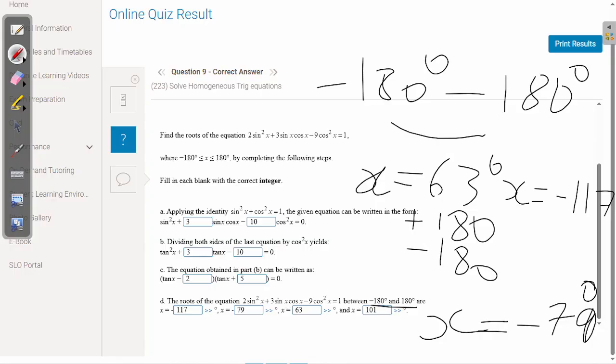Let's do the same to negative 79. Negative 79 plus 180 is what? 101. And it fits, so yes, 101. If you try to subtract it, you're going to get negative 259, which is outside the range, so we reject it. So it's only these 4 values.